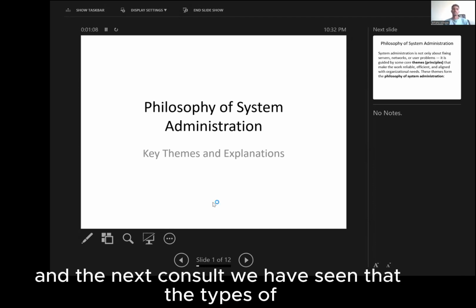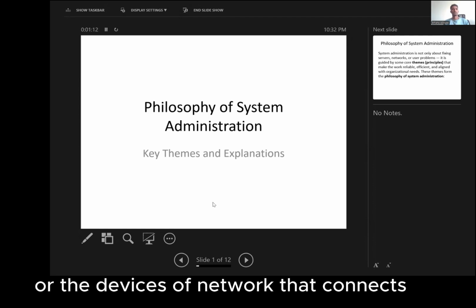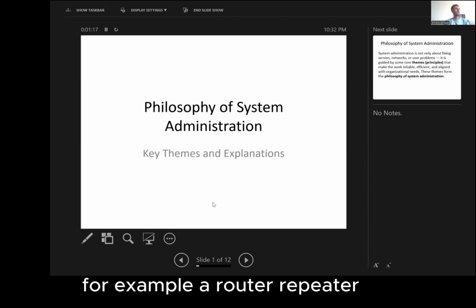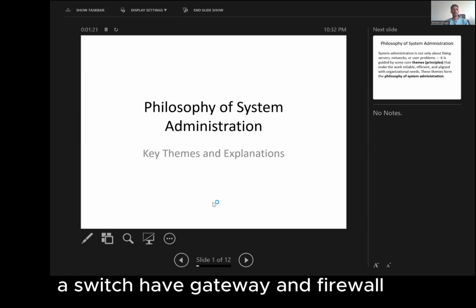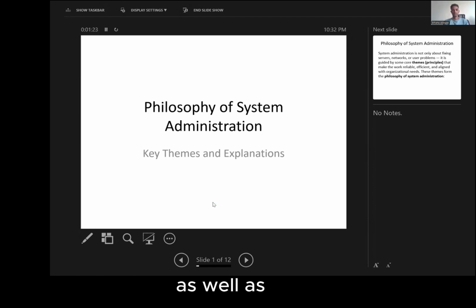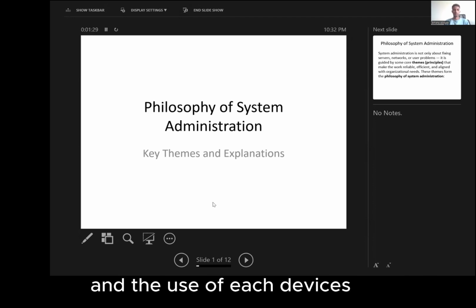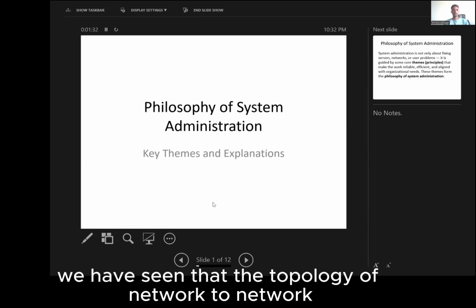And the next concept, we have seen the devices of network that connect different types of networks, for example, router, repeater, switch, hub, gateway, and firewall, as well as the definition of each device and the use of each device. In the last content, we have seen the topology of network.